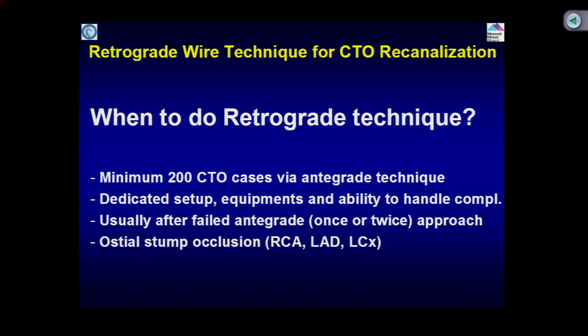Usually after a failed antegrade approach once or twice, clearly the retrograde technique should be the strategy, except in a rare case. And lastly is the ostial stump occlusion. Probably there you can do a retrograde approach directly. The reason is you don't know how to go antegrade, and it may cause a dissection at the aortic valve wall. Therefore ostial stump occlusion is a reasonable situation to start with the retrograde. And you agree with that?